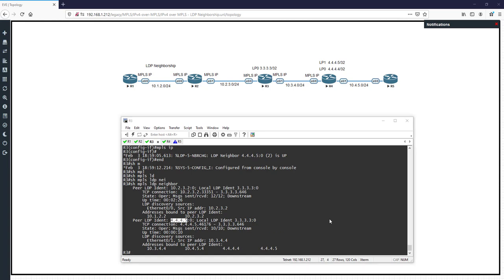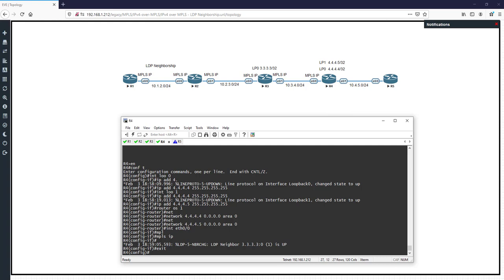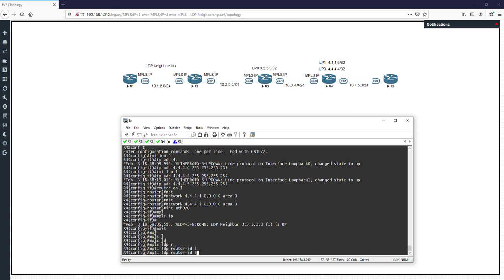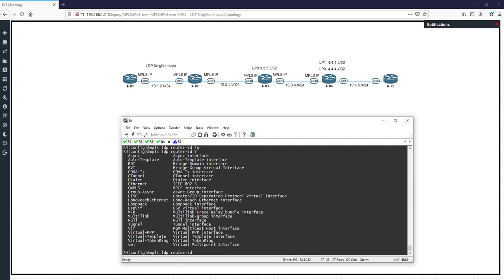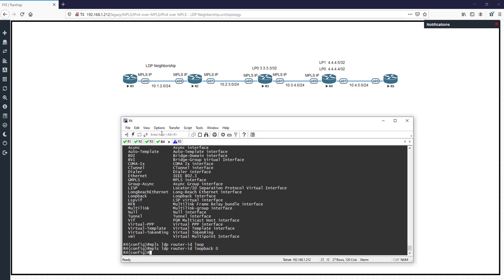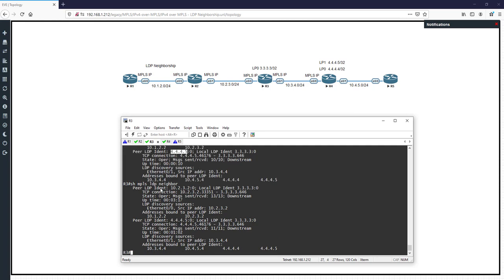Maybe it's okay, but maybe you want to change it. For example, I want to use the loopback 0 IP address, okay? Because of that, I should choose the other router ID: mpls ldp router-id loopback 0. Okay, let's check it. In R3, does any change occur? Look at here. No change.